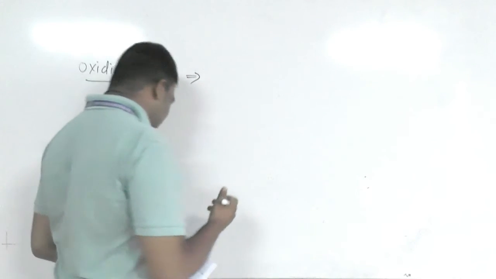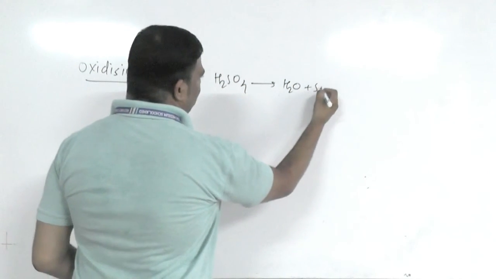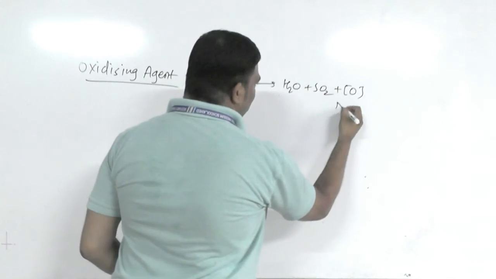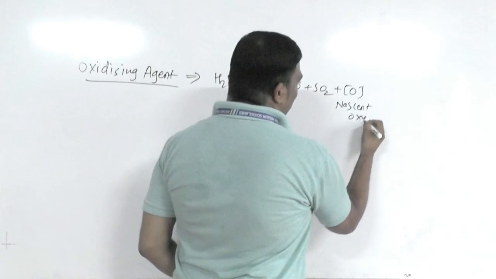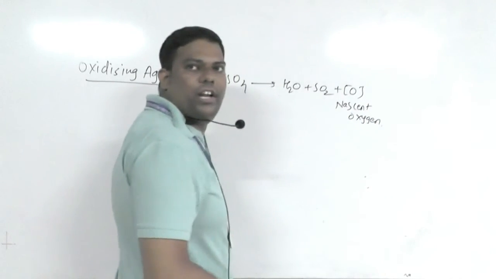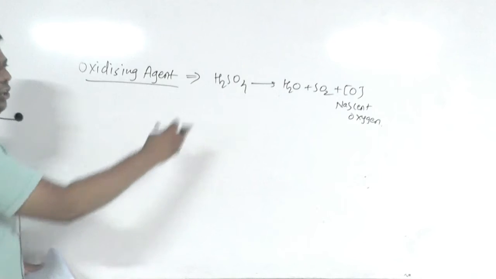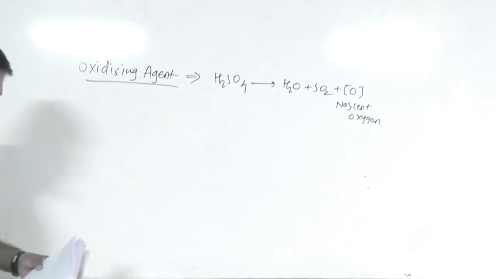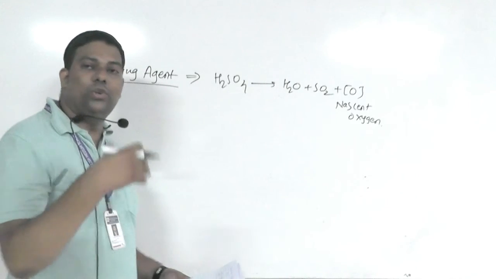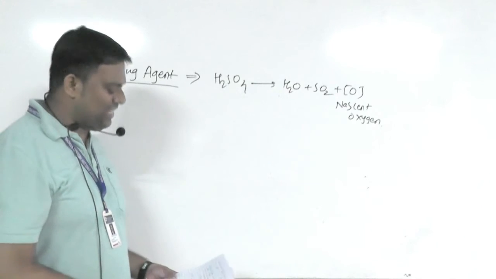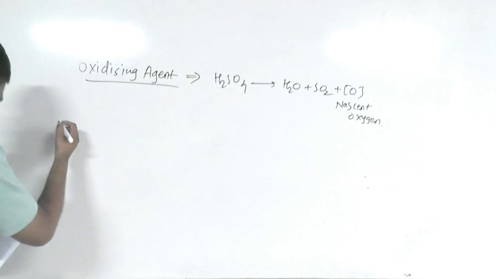See here in this reaction, H2SO4 converts into H2O plus SO2 plus nascent oxygen. We call it nascent oxygen. And this nascent oxygen is responsible for the oxidation of carbon into CO2, sulfur into SO2, and P4 into phosphoric acid. So we will see the reactions also. Pay attention to those reactions.